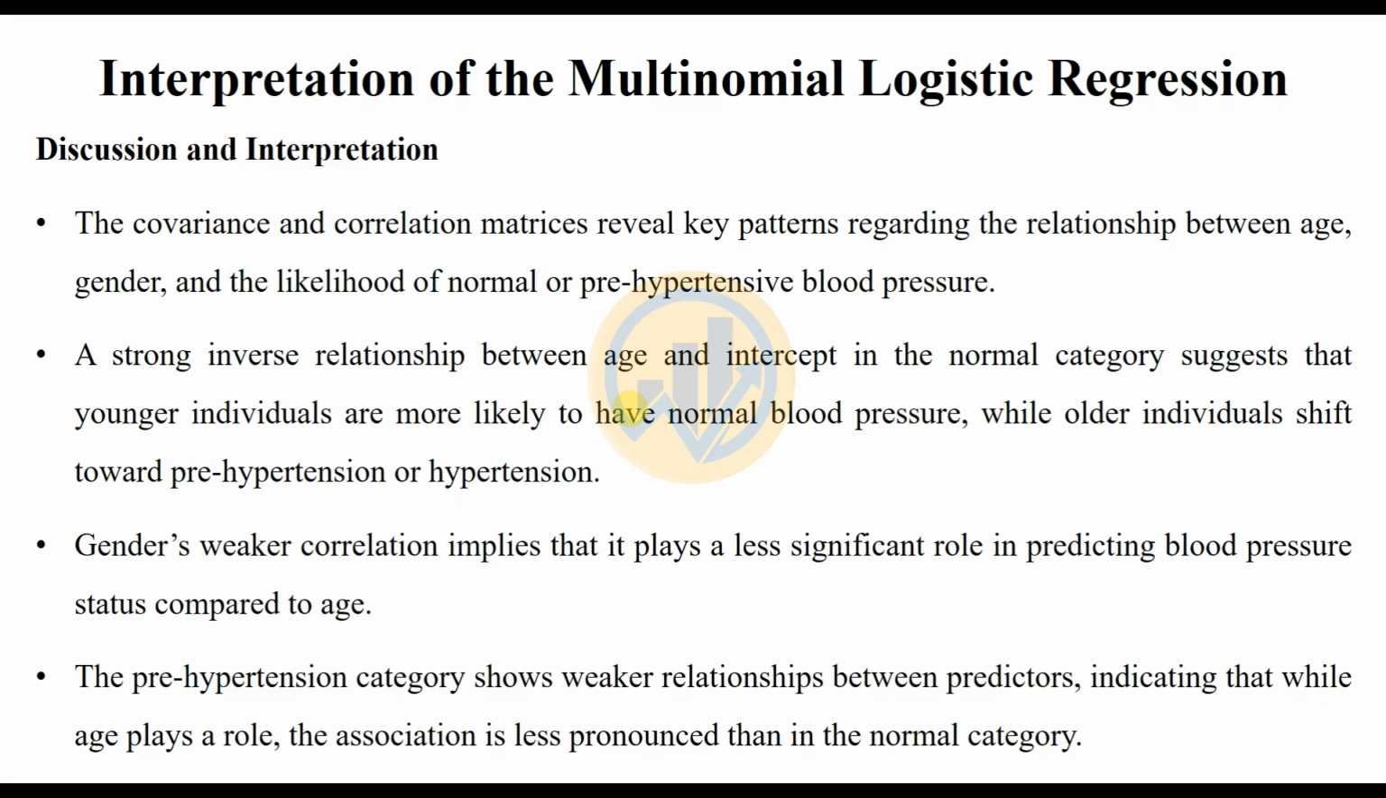Gender's weaker correlations imply that it plays a less significant role in predicting blood pressure status compared to age. The prehypertension category shows weaker relationships between the predictors, indicating that while age plays a role, the association is less pronounced than in the normal category.